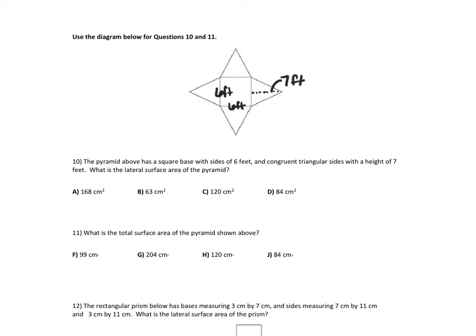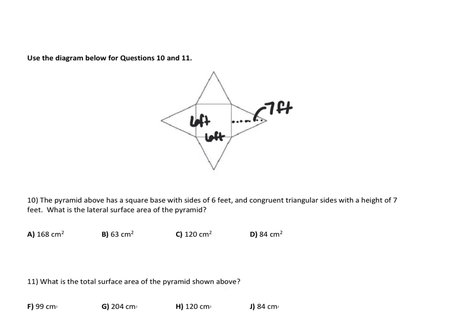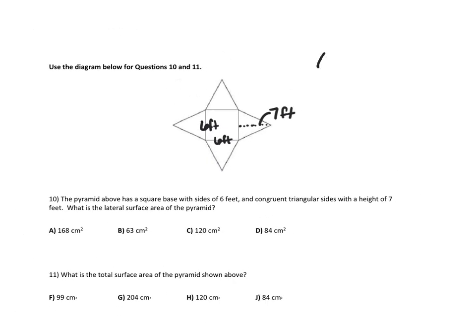Okay, lateral does not include the base. So it has the 4 triangles. The area of a triangle is base times height divided by 2. Okay, well we have 4 of those things. So once I find what the area of one triangle is, I got 4 of them. So base would be 6, height would be 7, divided by 2. 6 times 7 is 42, divided by 2 is 21, and then I have 4.